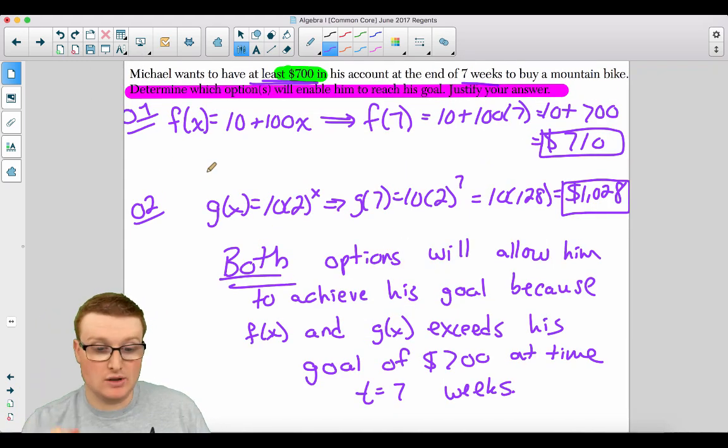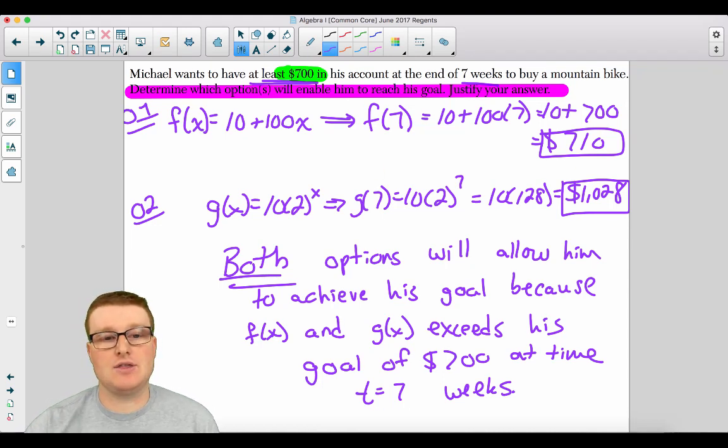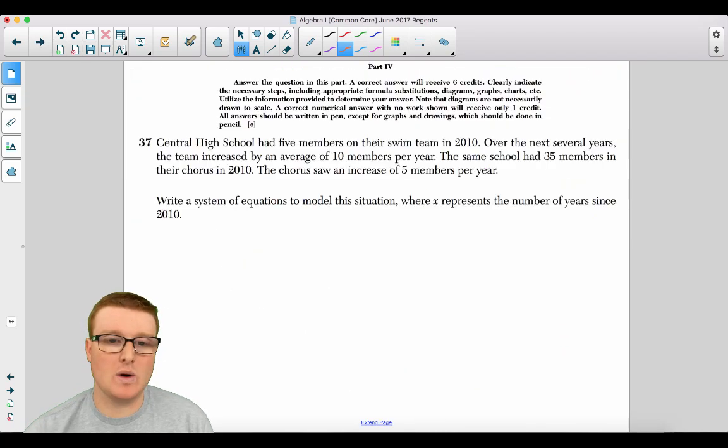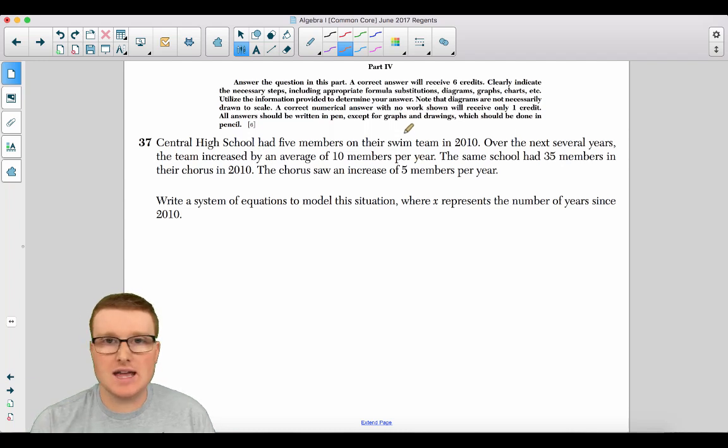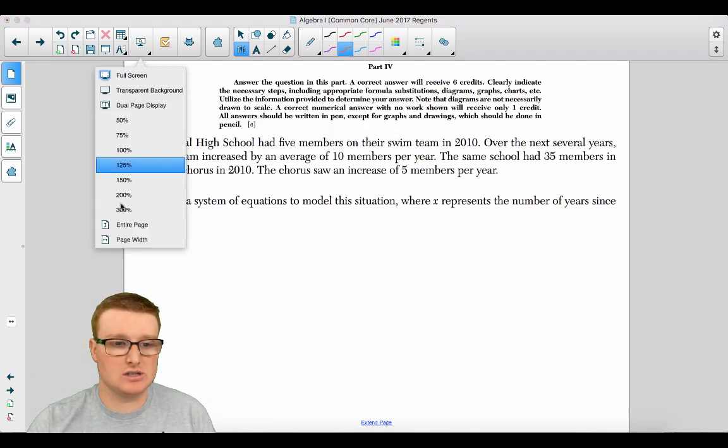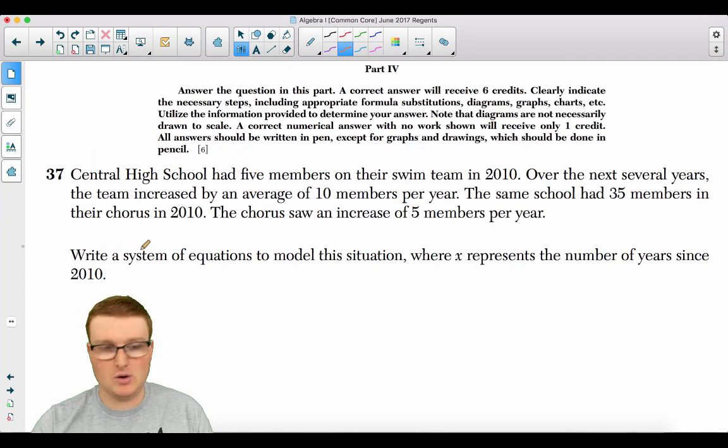And now we go on to the final question of this Regents exam, which honestly I did not think was that hard at all. Again, it's a system of equations. You're seeing a lot of these. On the part 4, if you go through all the Regents exams, there's a lot of system of equations questions. So let's go ahead and solve it.